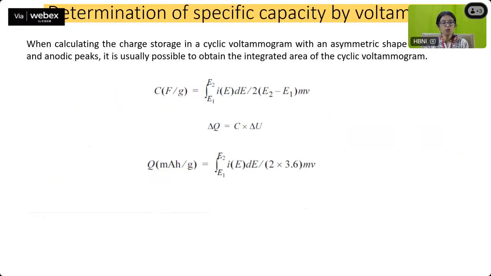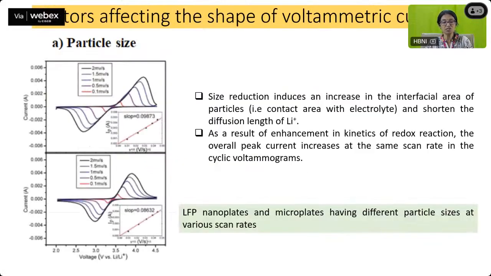Okay. So you can also determine specific capacity by voltammetry. When calculating the charge storage in a cyclic voltammogram with an asymmetric shape of the cathodic and anodic peaks, it is usually possible to obtain the integrated area of the cyclic voltammogram. So you can use this kind of integral equation and find out what the capacitance and the charge are.